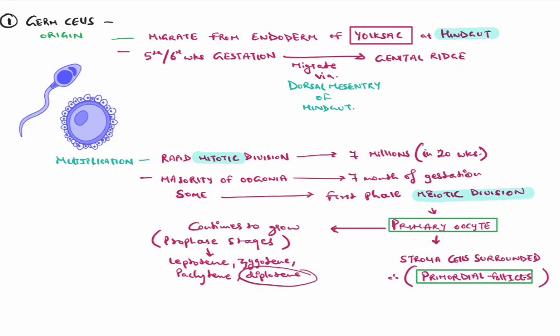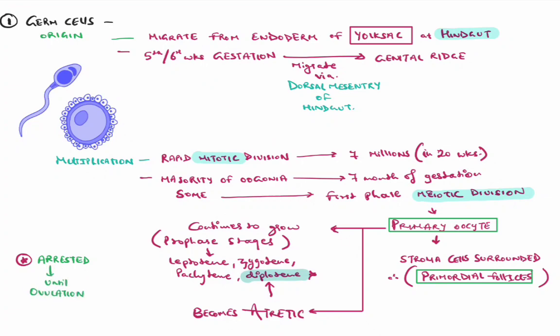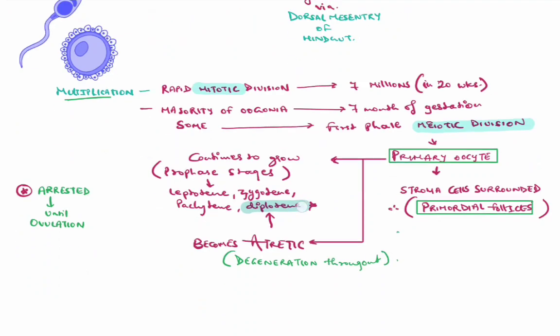Then it gets arrested at the diplotene stage, and in the primary oocyte 2 things happen. First, it continues to grow, and second, some become atretic. Now what happens at this stage? The atretic one is gone, but the one arrested at the diplotene stage stays until ovulation.